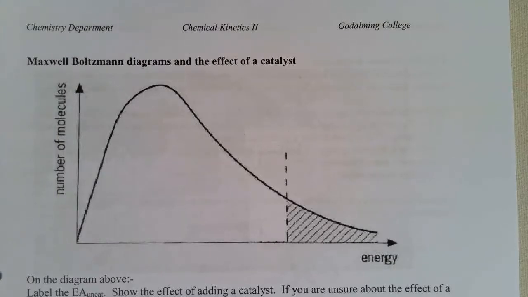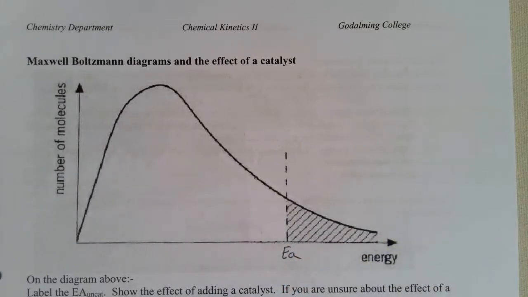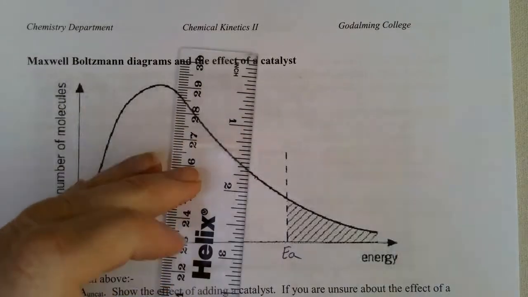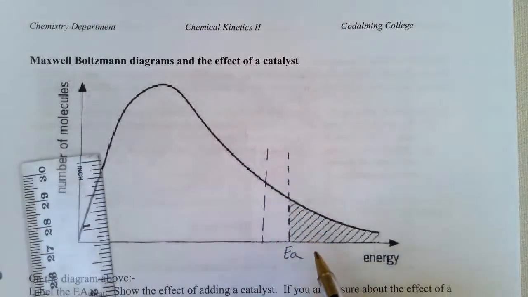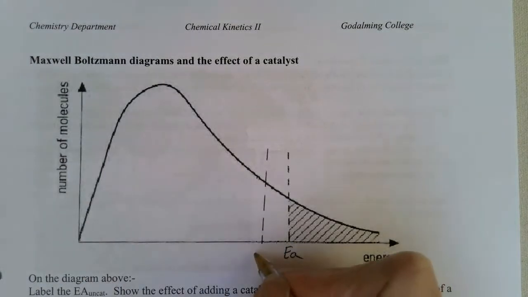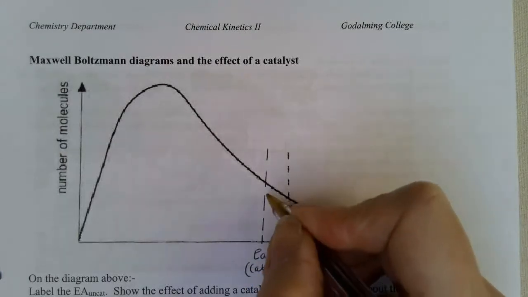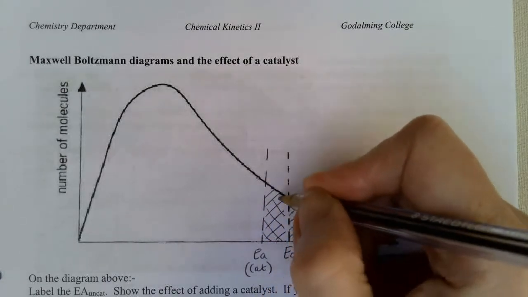Lastly, we can show the effect of a catalyst on a Maxwell-Boltzmann diagram. Here is a normal Maxwell-Boltzmann curve with my activation energy. What a catalyst will do is provide an alternative mechanism with a lower activation energy. So all you're basically doing is moving the goalposts. We did have to get this amount of energy and above to get the reaction to work, but I've lowered it. So now I have my catalyzed reaction, and these particles also have enough energy to react.